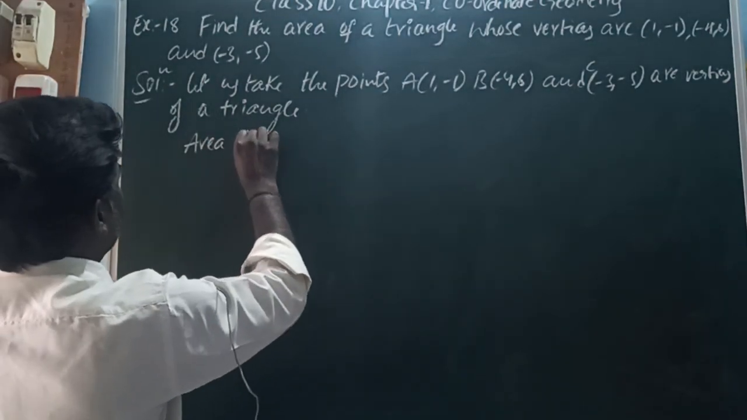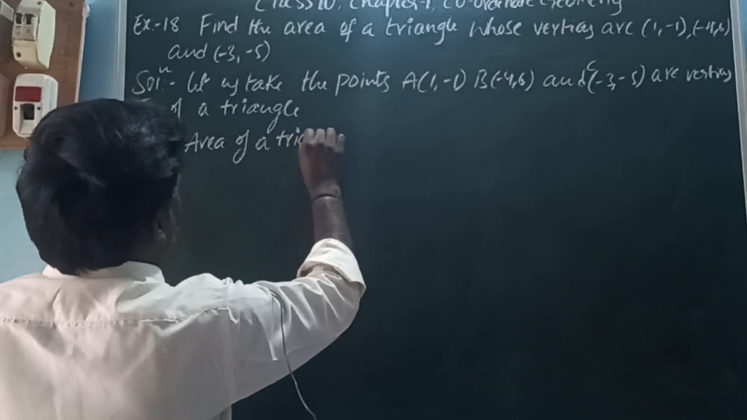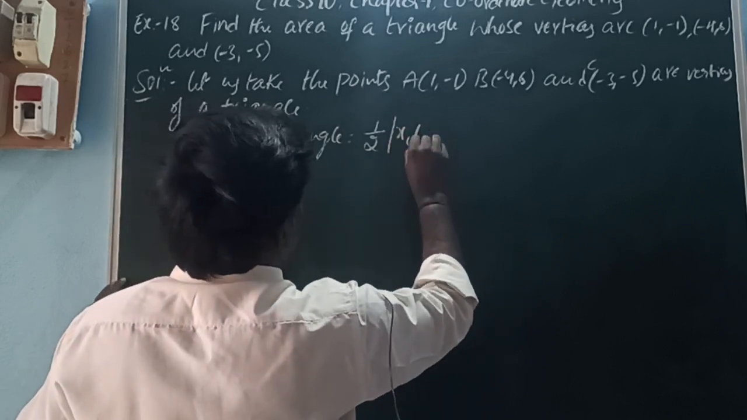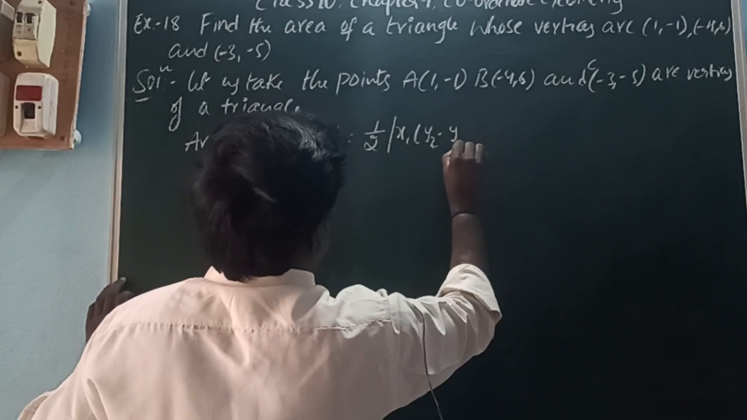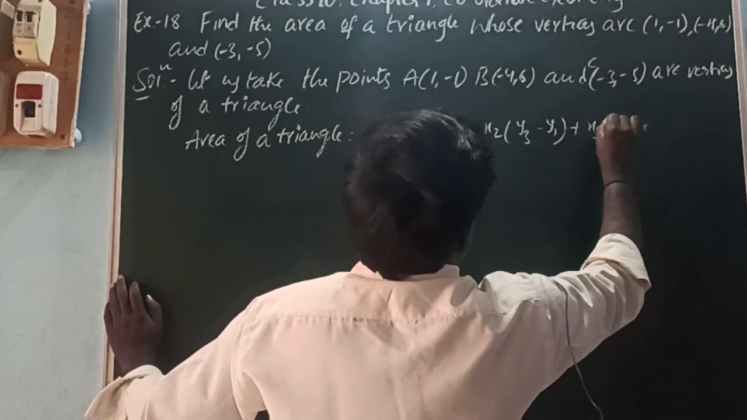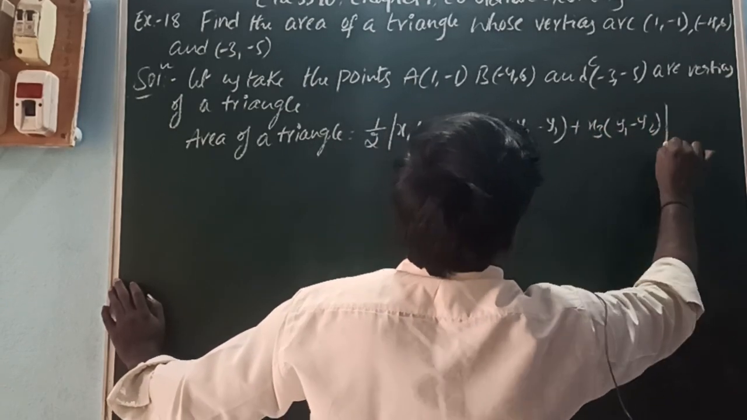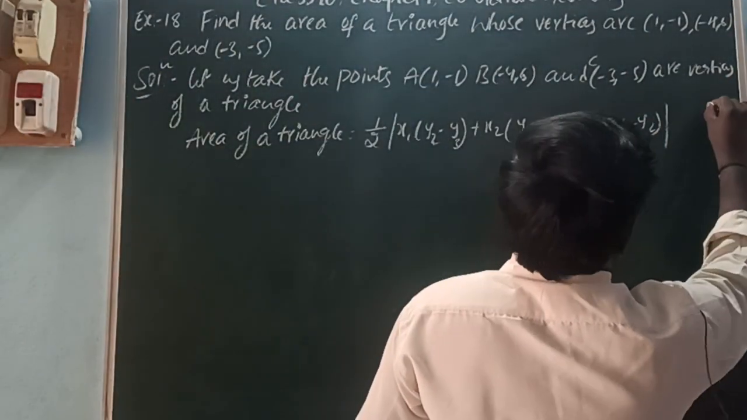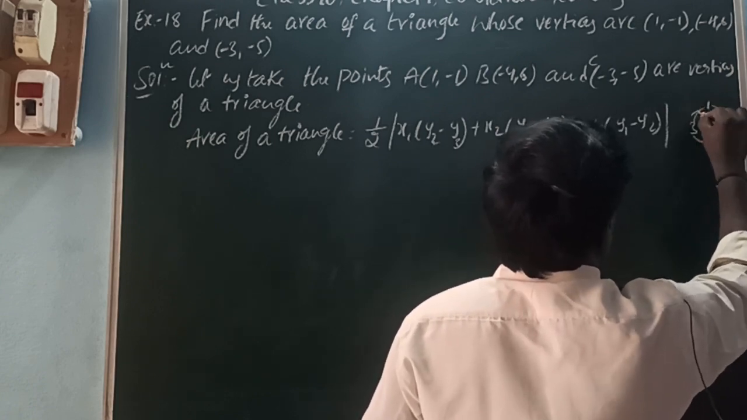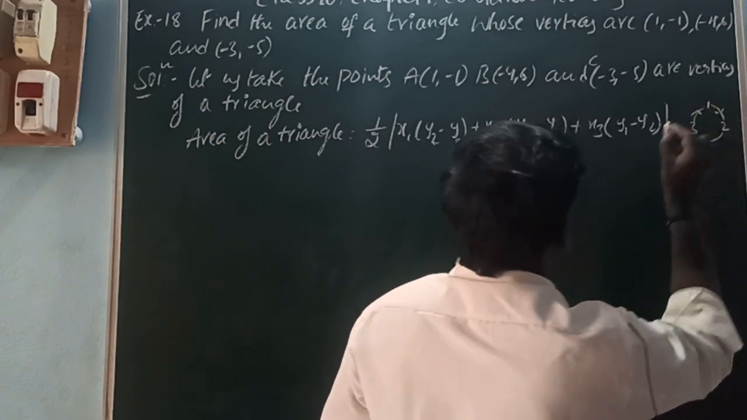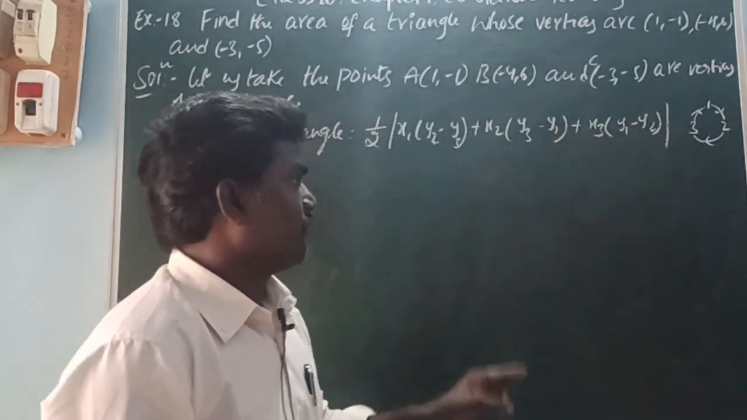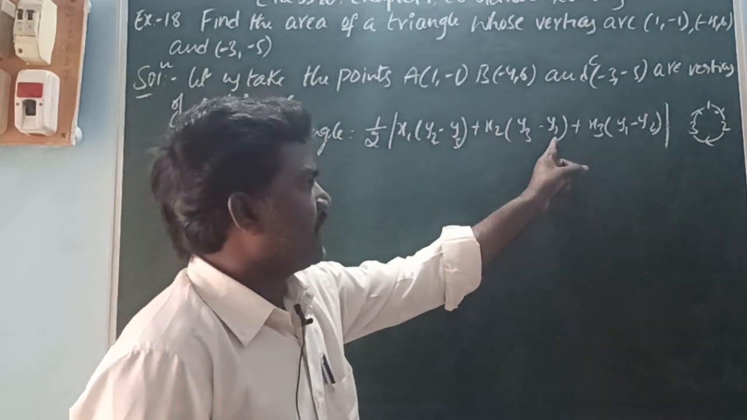So the area of a triangle is 1 by 2 modulus x1 of (y2 minus y3) plus x2 of (y3 minus y1) plus x3 of (y1 minus y2). So here, x1 of y2 minus y3, x2 of y3 minus y1, x3 of y1 minus y2. 1, 2, 3, 2, 3, 1, 3, 1, 2.